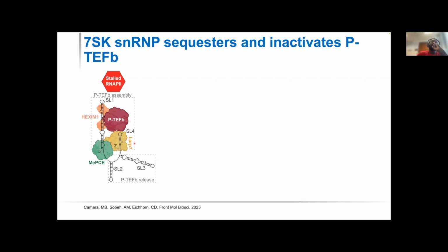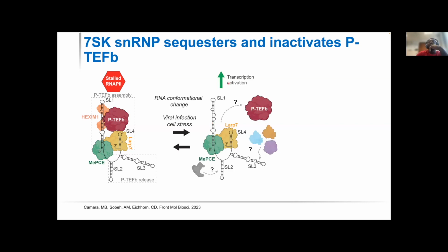But when PTFB is released from the complex, then PTFB is able to go ahead and phosphorylate Pol2 for transcription to continue. The precise mechanism of how this happens, how PTFB is recruited and released, is not very well understood. But it's been known that things like viruses have been known to hijack this mechanism.